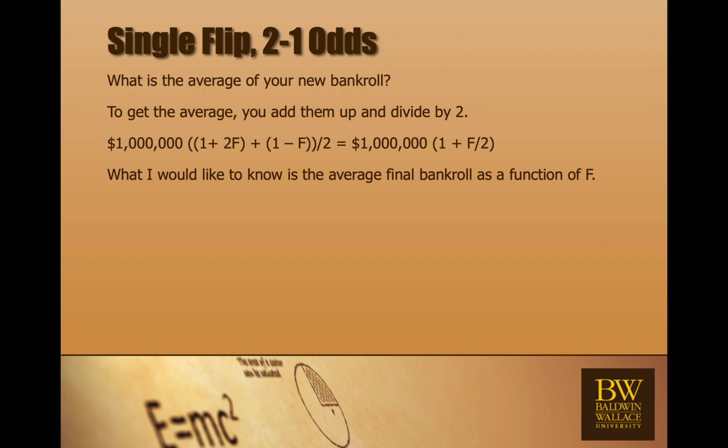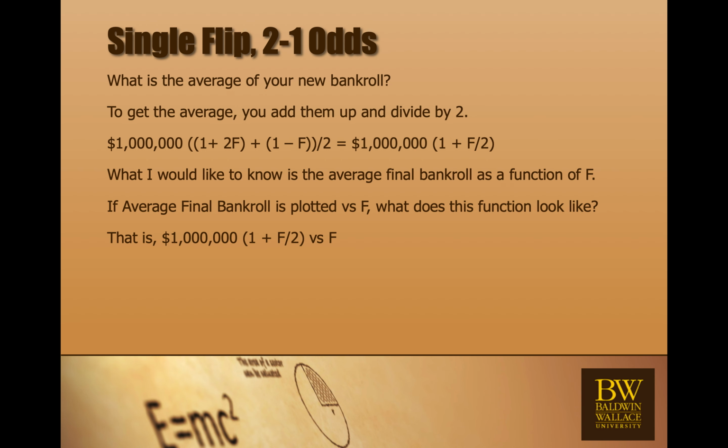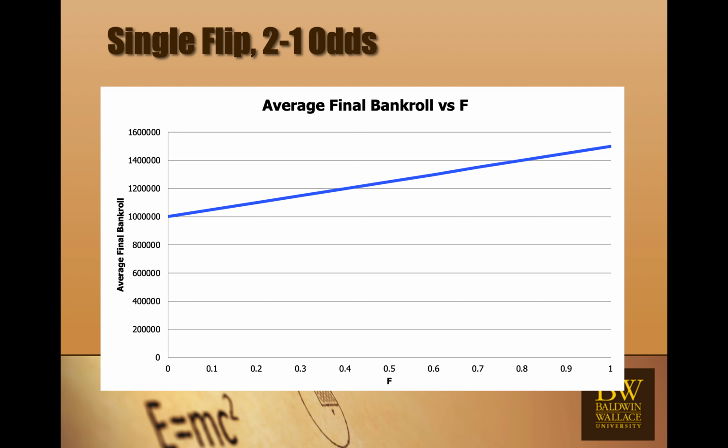What does this look like as a function of F? If I plot my average bankroll versus F, what does that look like? 1 million times 1 plus F over 2 versus F. And if you know anything about algebra, that's a linear function. It's a straight line. There is no peak. There it is. This point is not betting. The other point is risking it all.